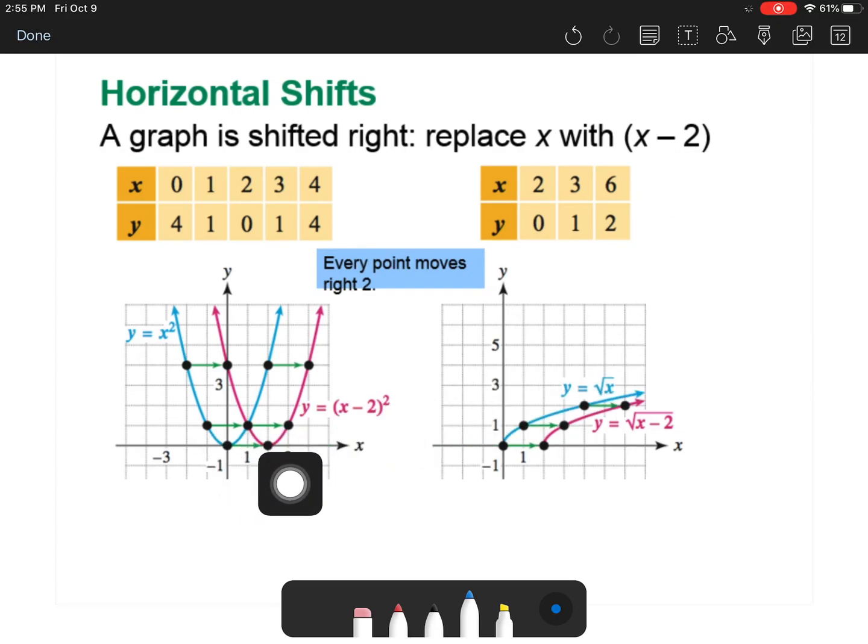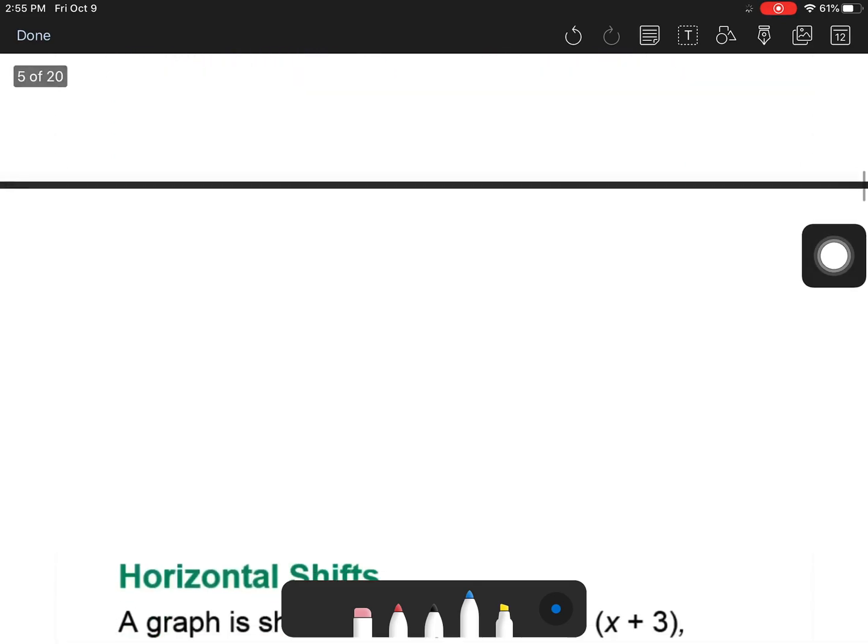And so they give a couple of examples, and we know, like when we do the h, k for the vertex, when we have it in vertex form, we always take the opposite of the value that's in parentheses like that. So we know that this is shifting it right 2, because my vertex in this case would be (2, 0). Similarly, with a square root function, it would work the same way. So these would be right shifts when we replace our x with x minus 2.